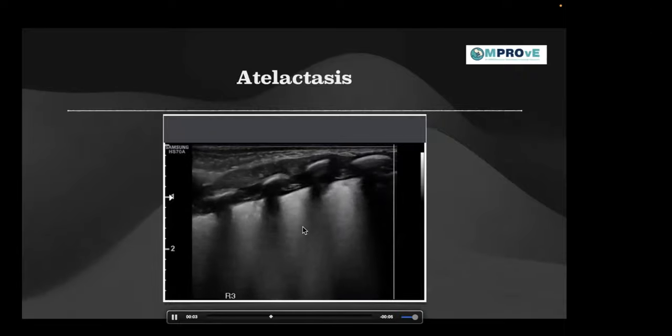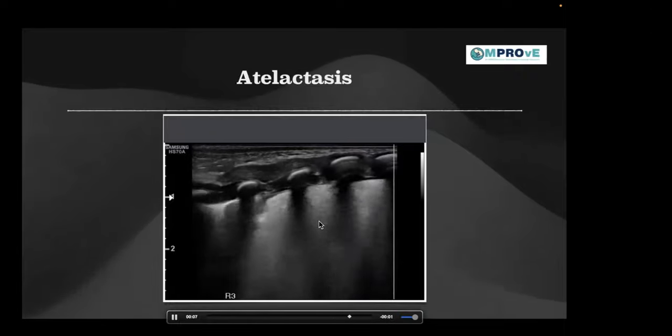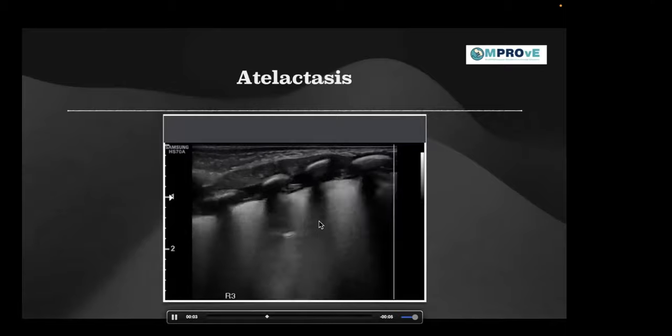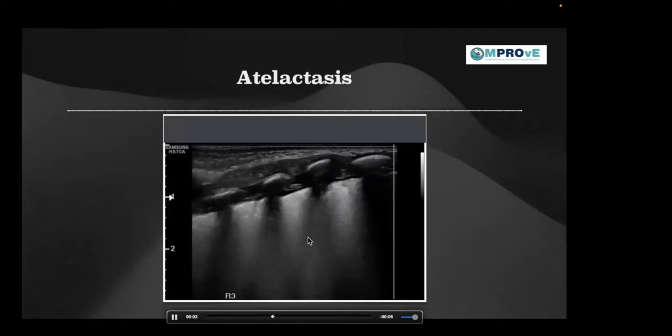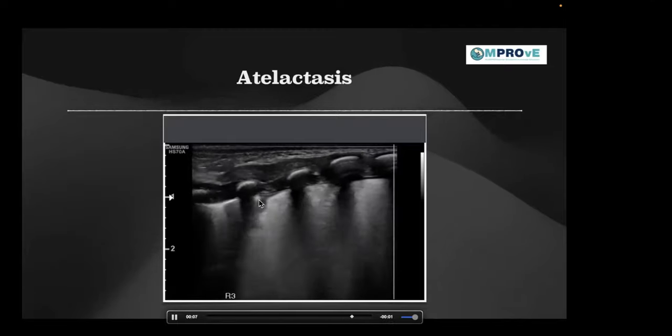Similar kind of a picture here. One way to differentiate atelectasis from consolidation is that with the baby's breathing movement, atelectasis tries to open up. When it tries to open up, you see more of the B lines, and as soon as it collapses again, you see this shred sign coming into the picture.